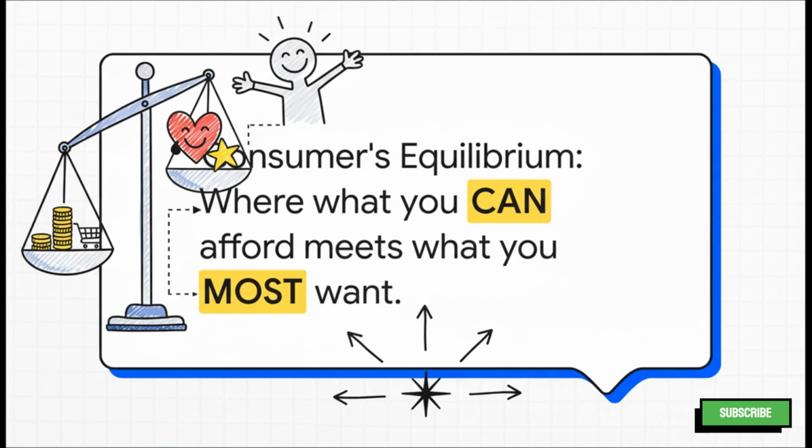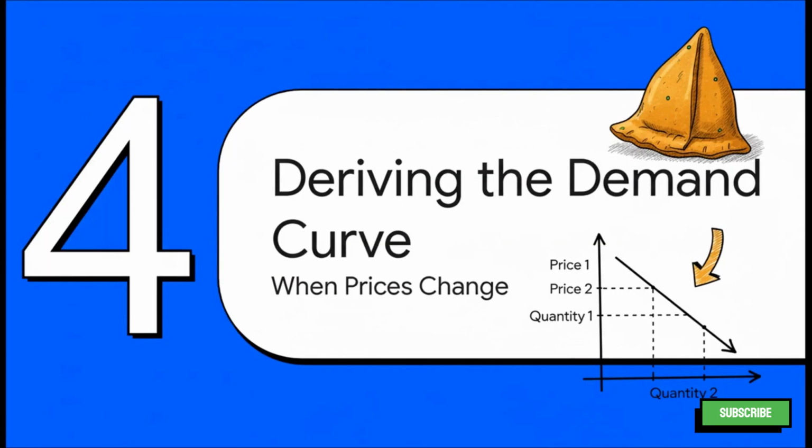You literally cannot do any better. You've won. Okay, so we figured out the optimal choice. Great, but what happens when things change? What if, say, the price of a samosa suddenly drops? Well, this is where our simple model becomes incredibly powerful.